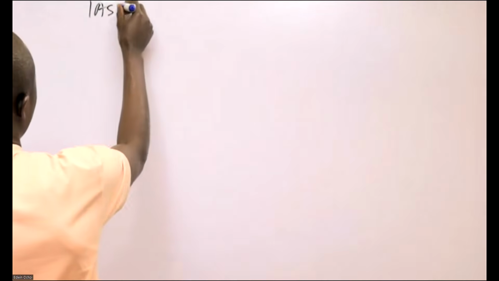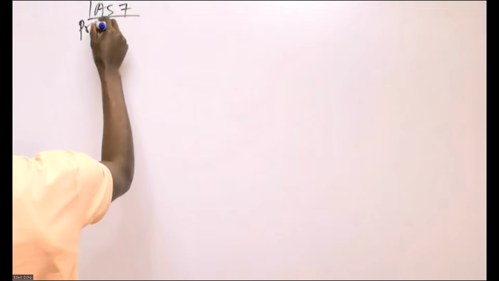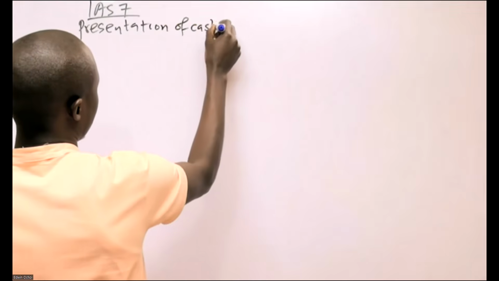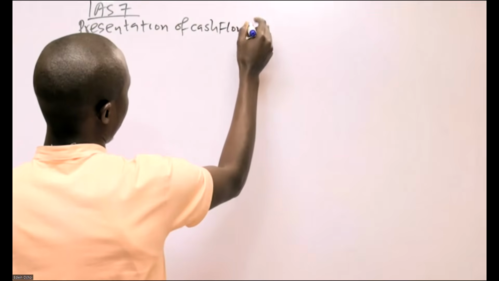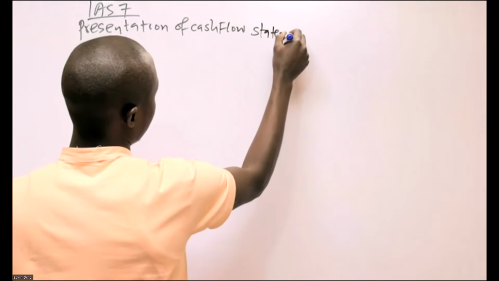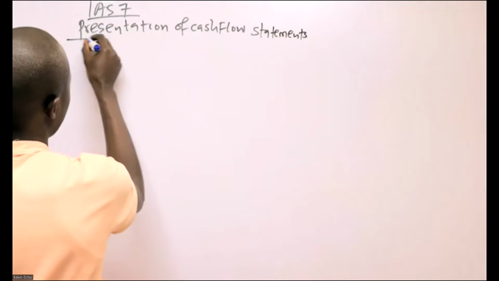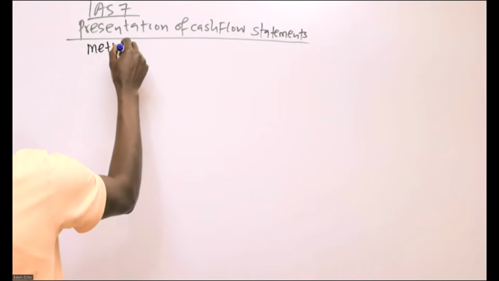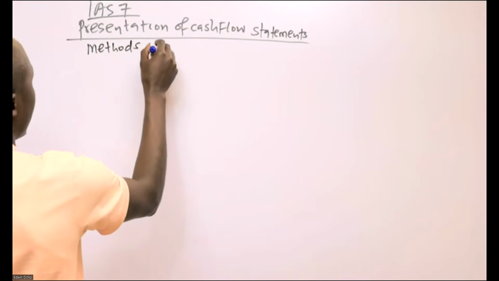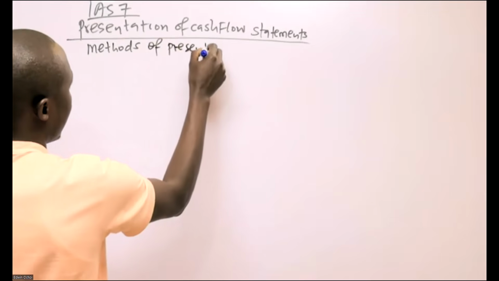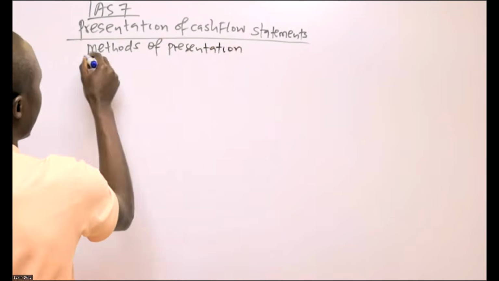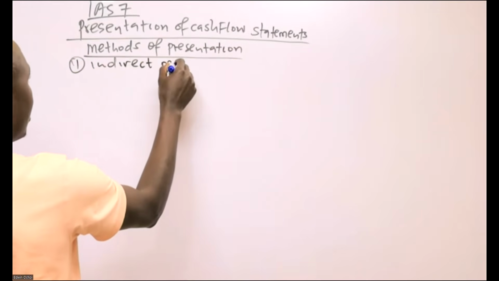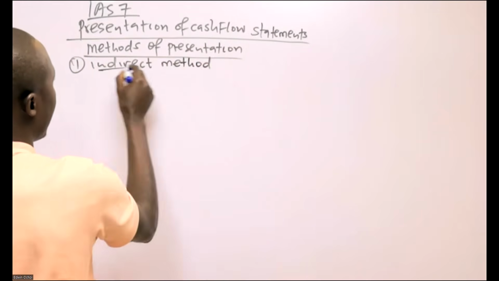International Accounting Standard 7, presentation of cash flow statements. We have methods to be used, methods of presentation. Number one being the indirect method.